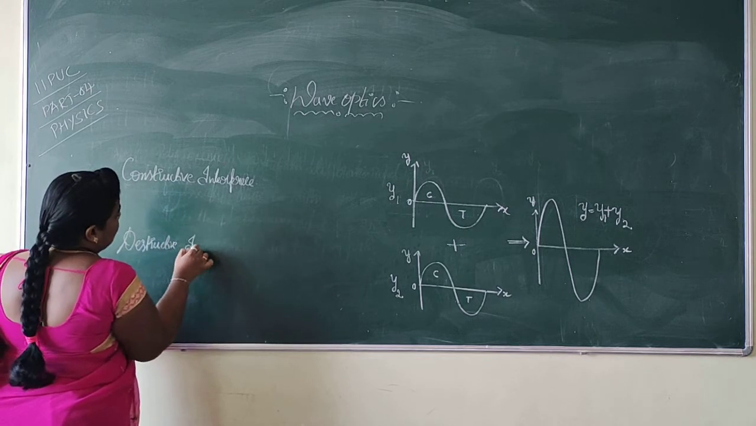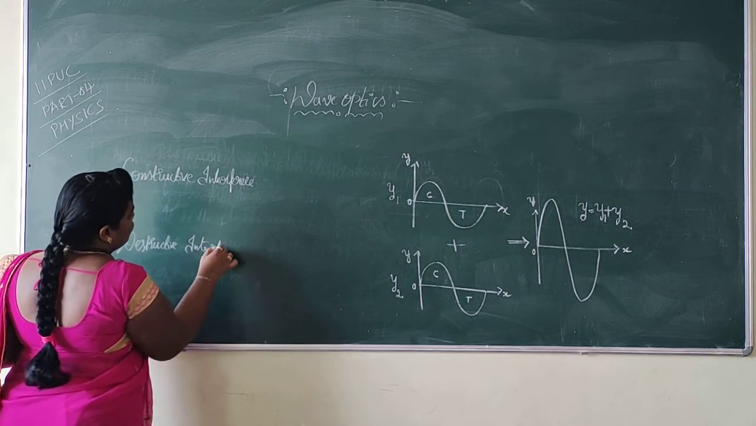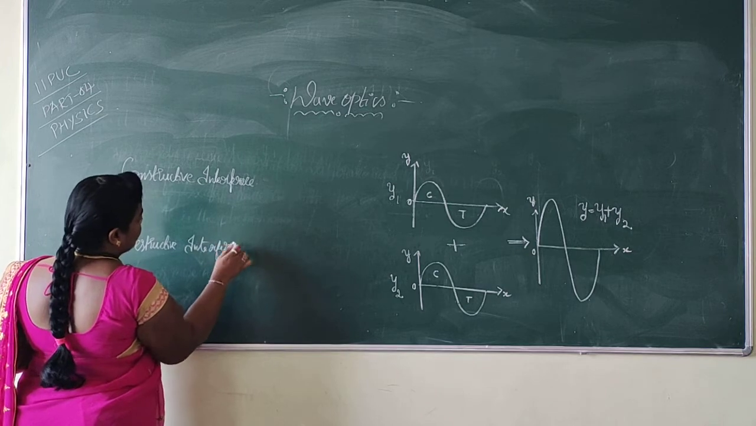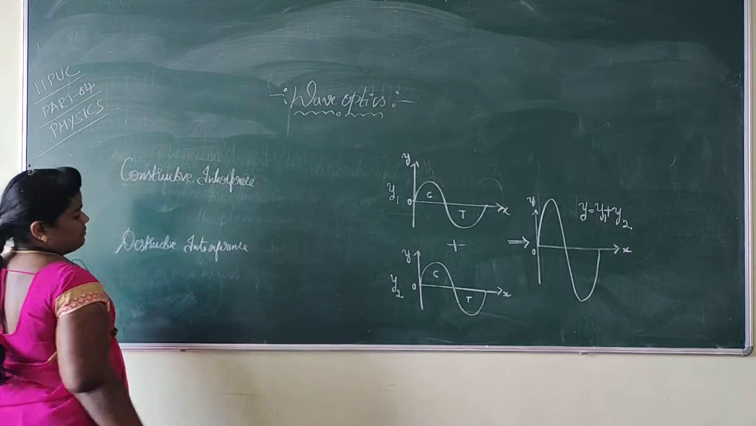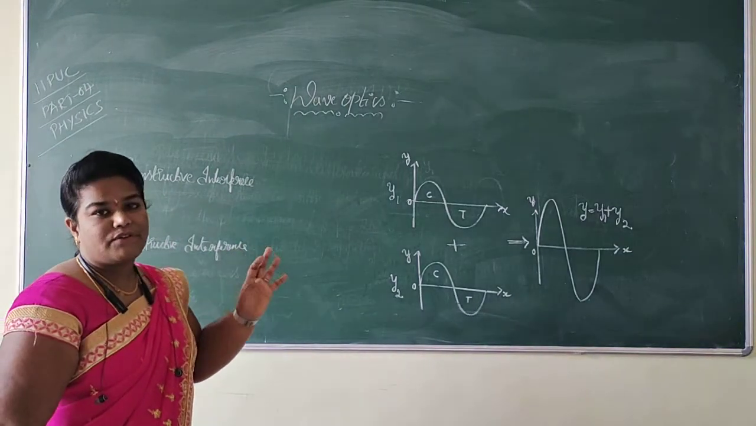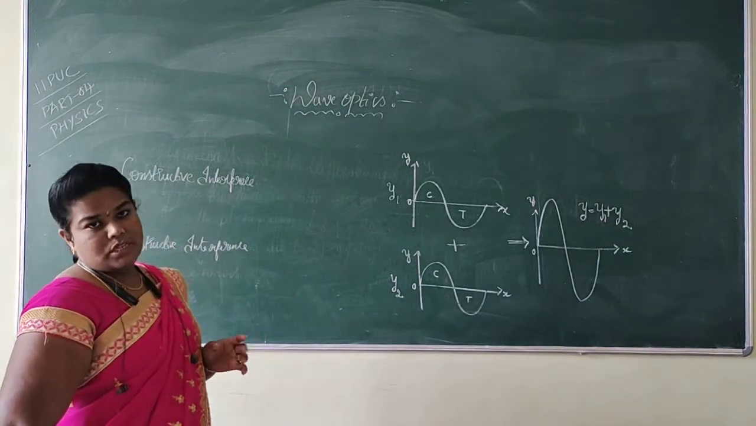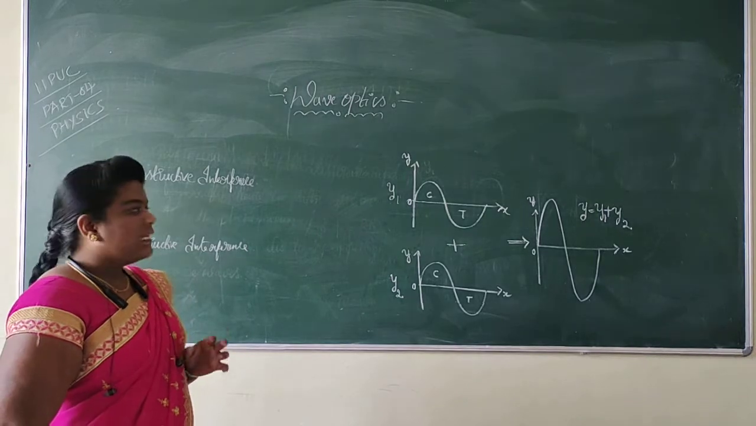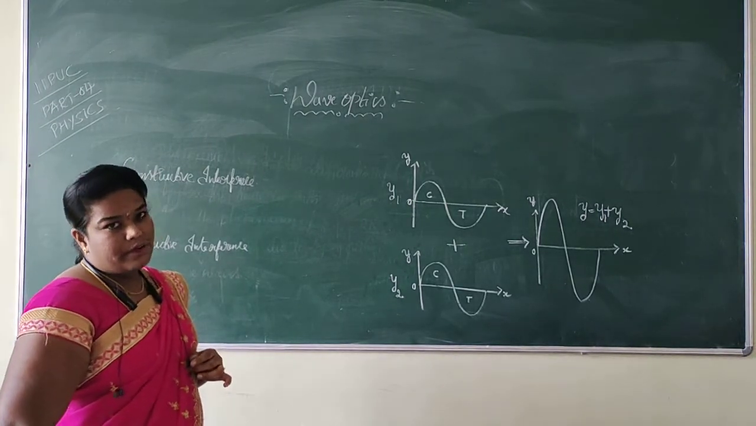Destructive interference. When the trough of one wave falls on the crest of another wave, or the crest of one wave falls on the trough of another wave, then it gives zero displacement. That is said to be destructive interference.